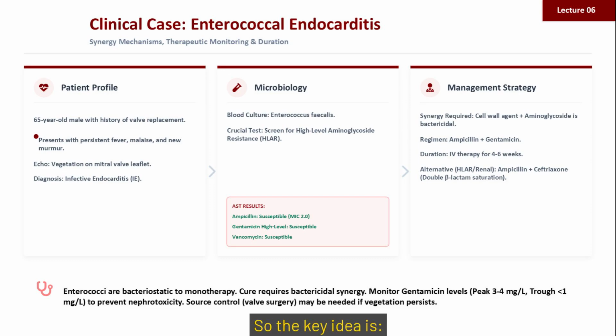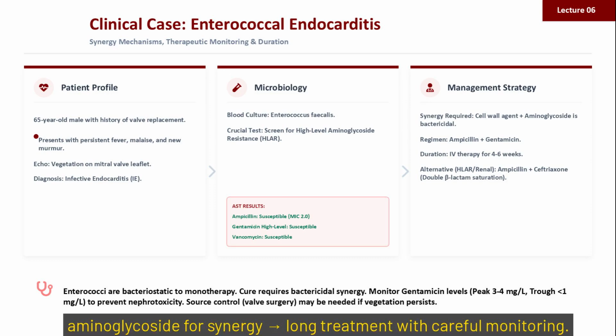So the key idea is, Enterococcus → needs combination therapy → beta-lactam plus aminoglycoside for synergy → long treatment with careful monitoring.